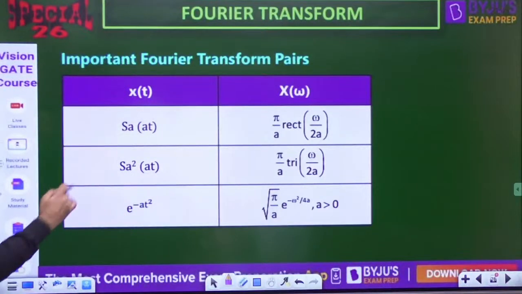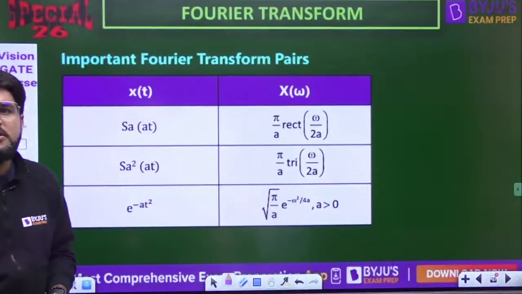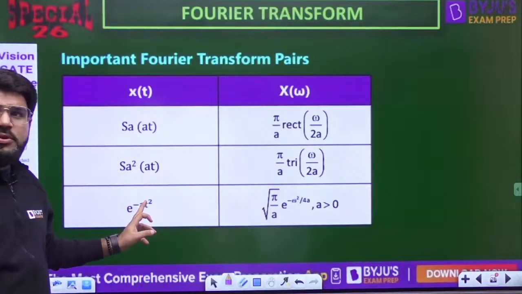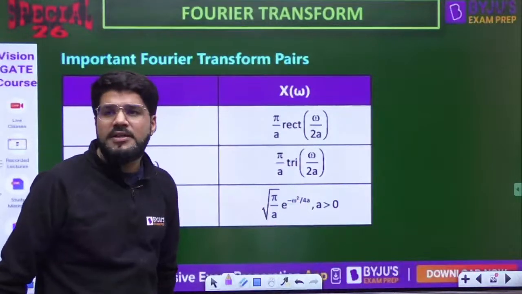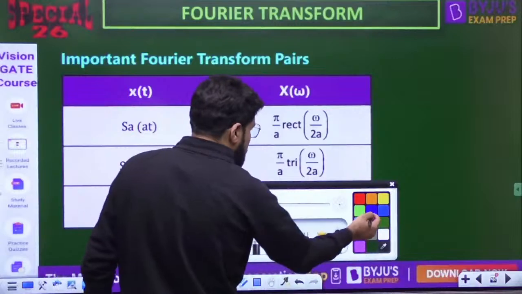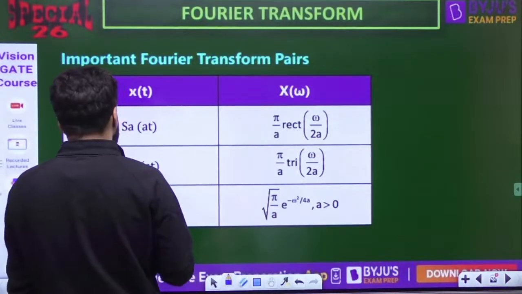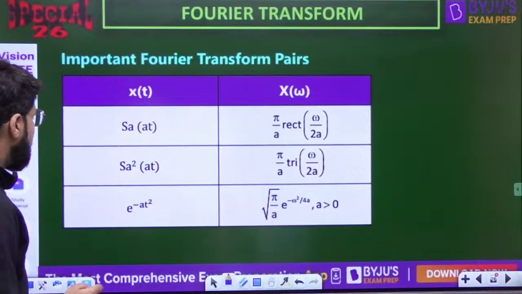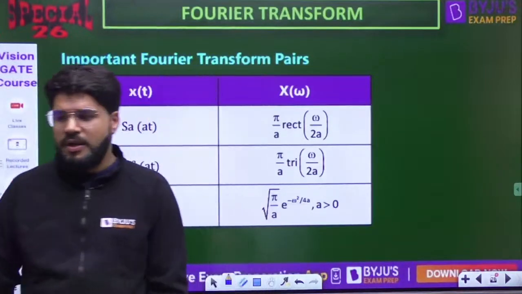Gaussian pulse, e power minus 80 square. The Fourier transform of Gaussian is Gaussian. So e power minus 80 square has the Fourier transform root over pi by a e power minus omega square by 4a. Okay, the Fourier transform of Gaussian is a Gaussian. We have seen sampling, sampling square, and Gaussian as well.